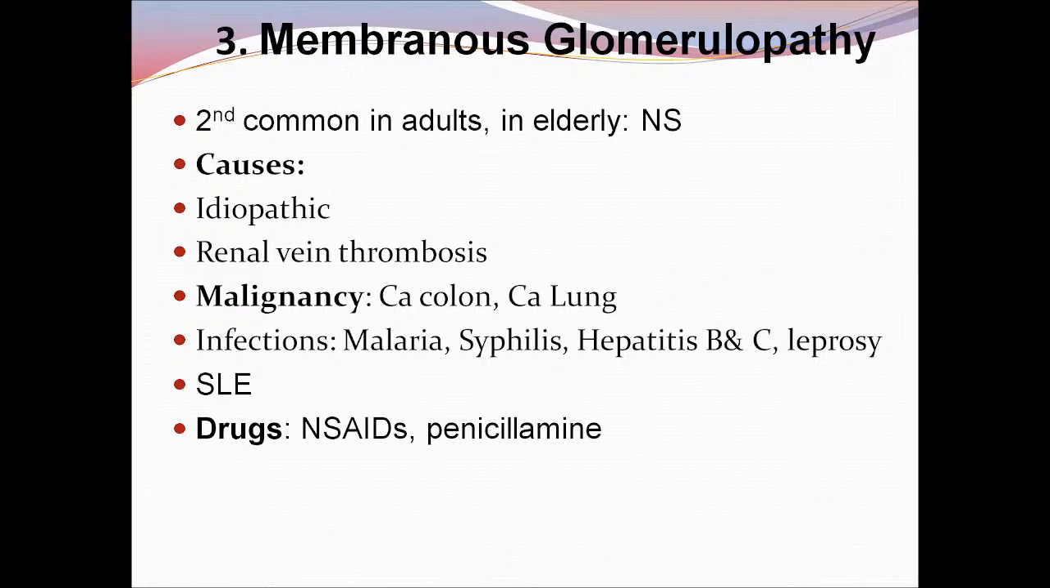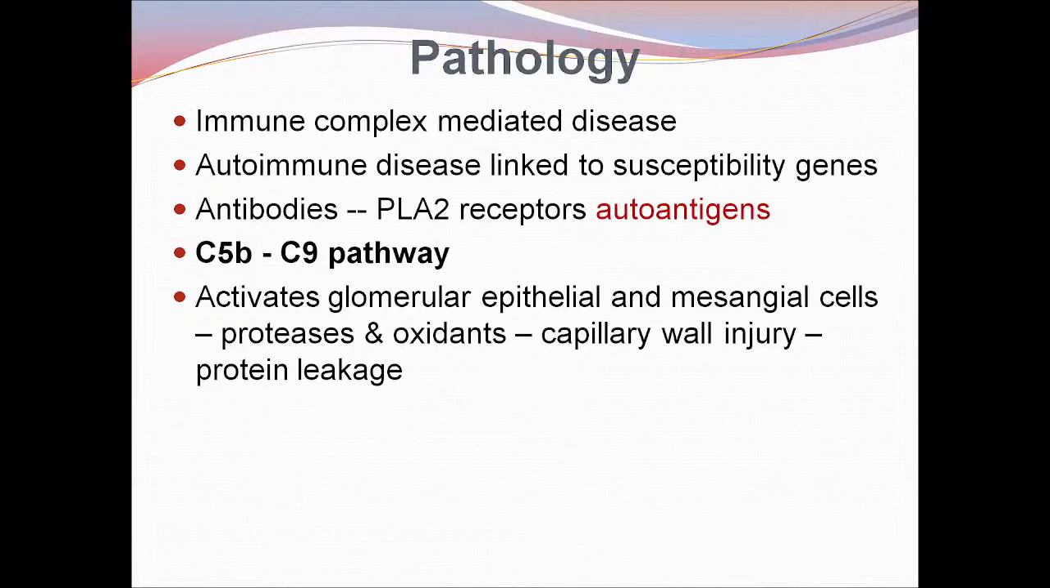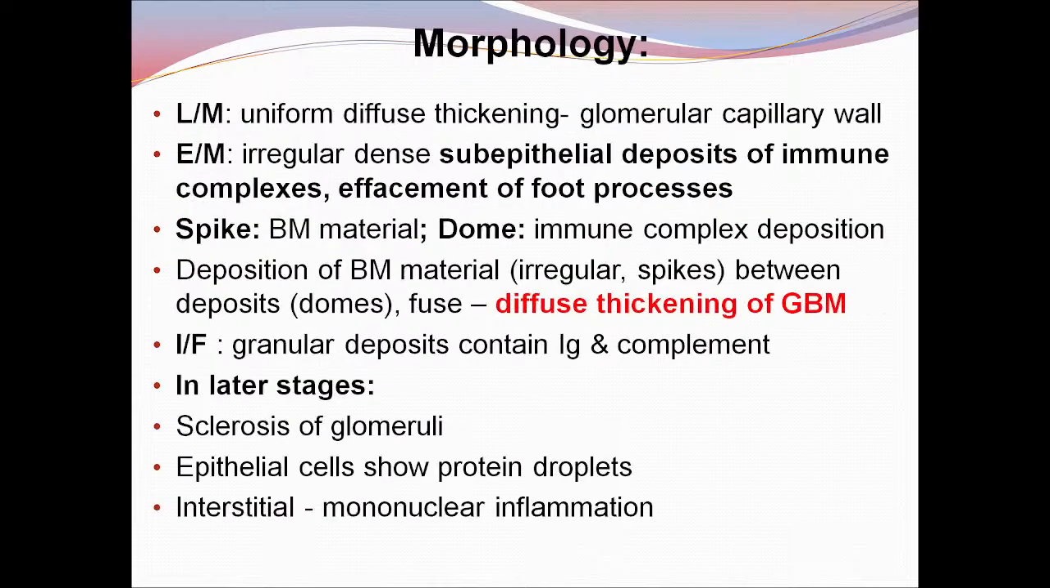Membranous glomerulopathy is a common cause in adults. In pediatrics, it is minimal change and focal segmental. In adults, focal segmental and membranous are common, and there may be some secondary causes. It is an immune complex mediated disease. There may be autoantigen to some of the receptors of the glomeruli, and again this is inflammation mediated injury.